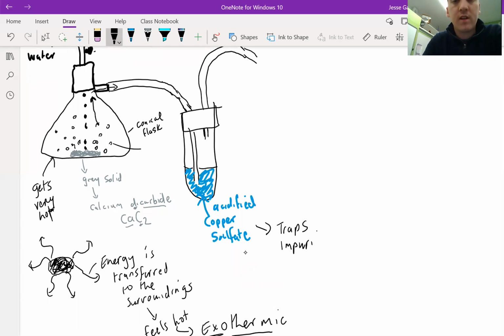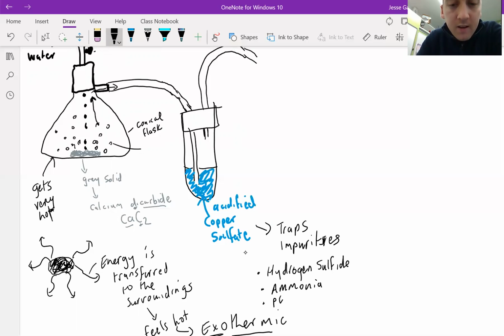What are these impurities? Well, they are sulfur-containing compounds, and I'm going to give you the names now. We've got hydrogen sulfide. We've got ammonia. And we've got phosphine gas.